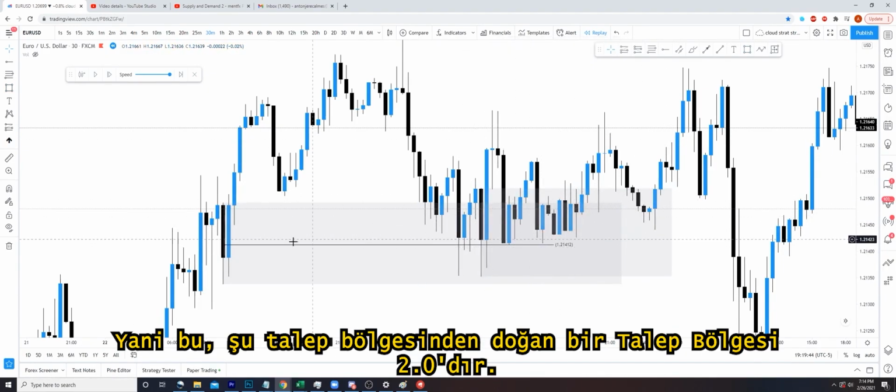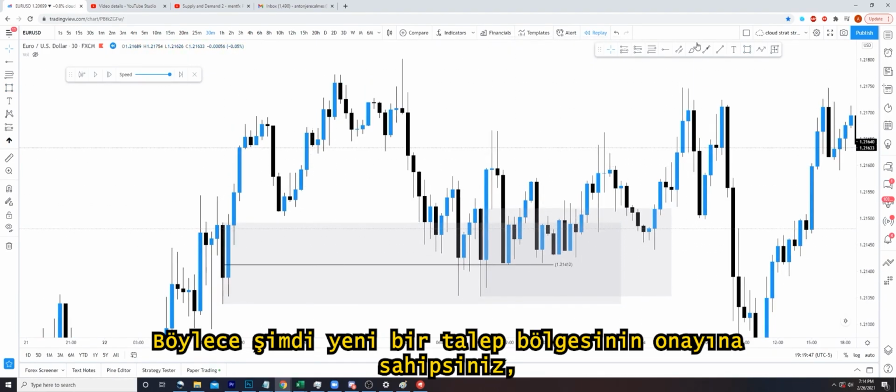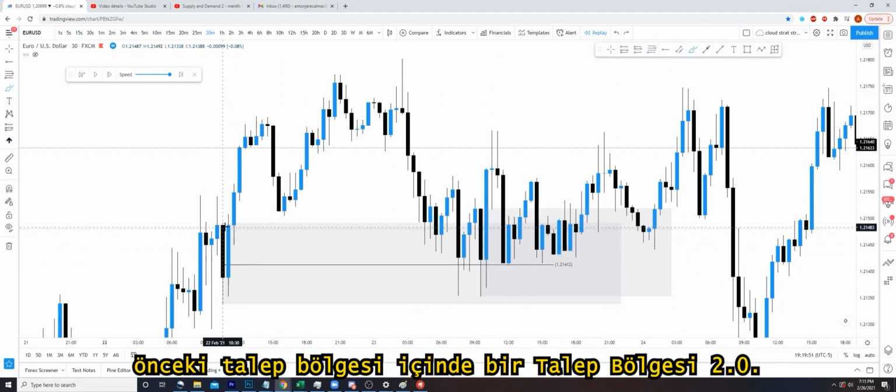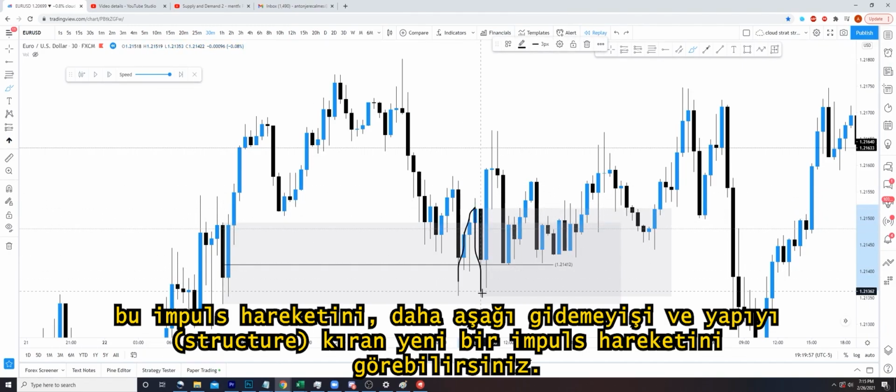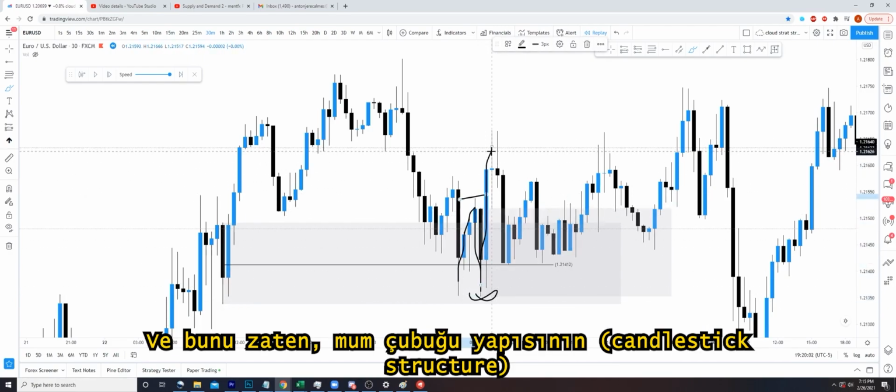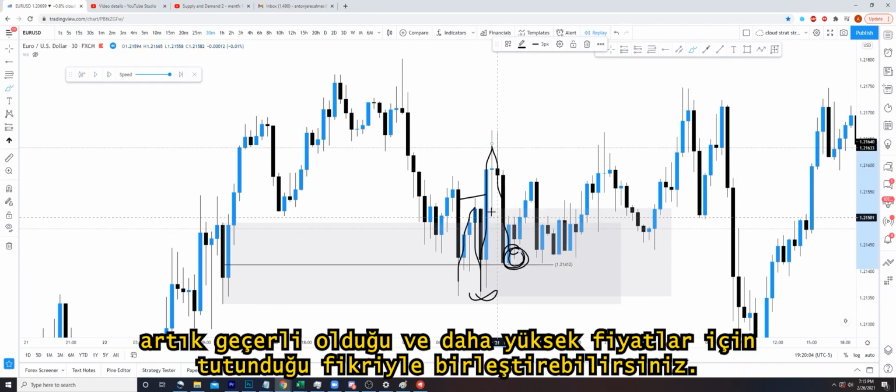So that's a demand zone 2.0 off of this demand zone. So now you have the confirmation of a new demand zone, a demand zone 2.0 within the prior demand zone. And additionally, if you are using the idea of structure, we can now see this impulse, this failure to go lower, a new impulse breaking structure, and you can already put that together with the idea of structure now being valid, candlestick wise, and holding for higher prices.